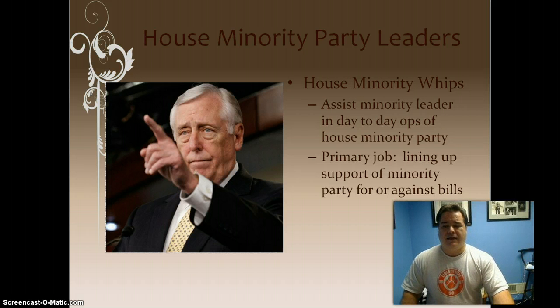Okay, now the House Minority Party also has whips. They assist the Minority Leader in the day-to-day operations and managing the support, lining up the support of the Minority Party for or against legislation.